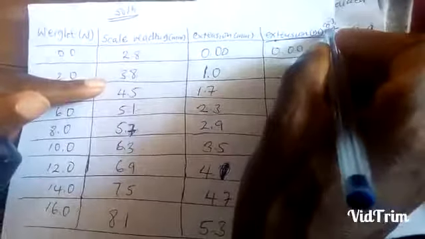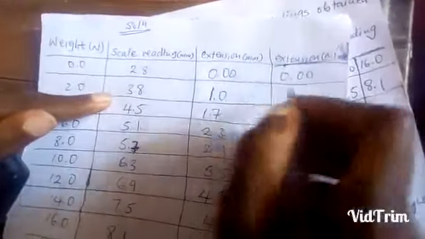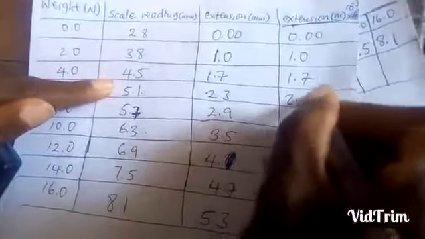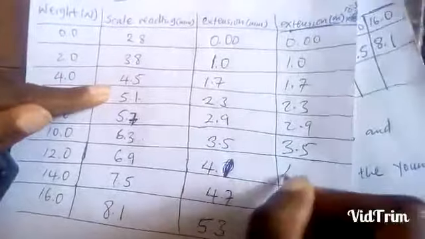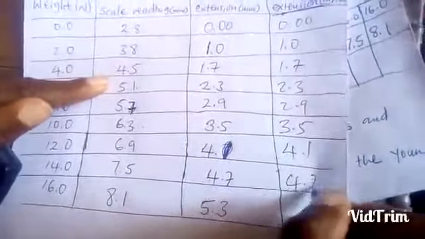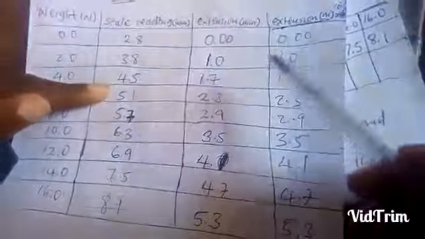So if you don't want to waste time dividing 0.00 by 1000, we can just say 0.00 times 10 to the power minus 3. That means we have divided it by 1000. 1.0 divided by 1000 is the same as 1.0 times 10 to the power minus 3. So we write all these figures, multiplied by 10 to the power minus 3: 1.7 here, 2.3, the same 2.9, the same 3.5, the same 4.1, 4.7, 5.3. But you are now seeing times 10 to the power minus 3. That means these figures were divided by 1000. That is how it goes.